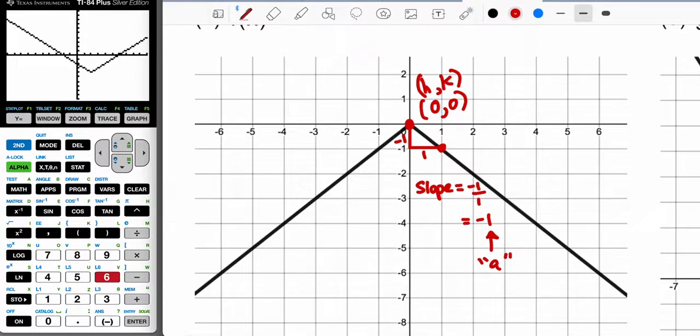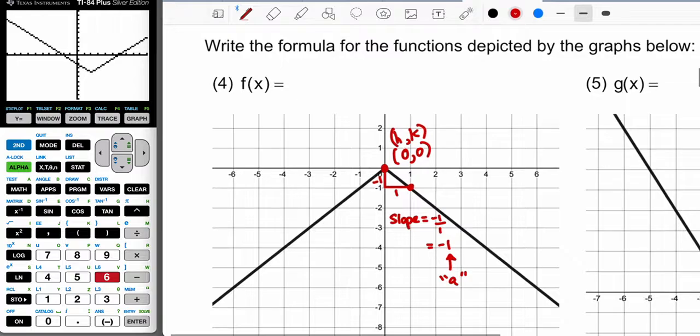So we have the a, we have the h, we have the k, which means we have everything we need to write the equation. All right. So I'm going to say we have f of x is equal to a absolute value of x minus h, close it up, plus k. And I'm going to replace the a with a -1, the h with a 0, and the k also with a 0.